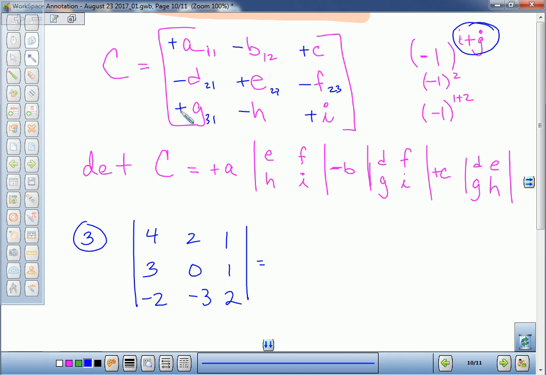Negative 1 to the 4th, that's why that's positive. But we don't actually use it. So it'll always start positive. We only use A, B, and C.